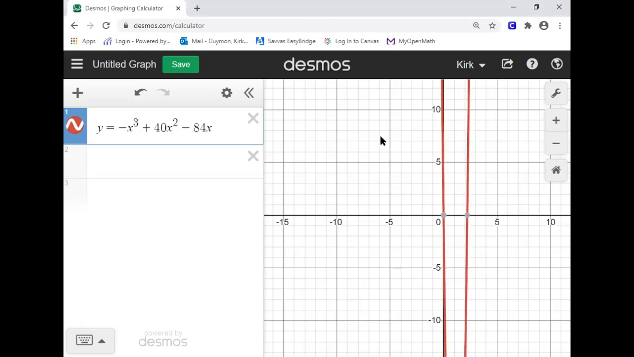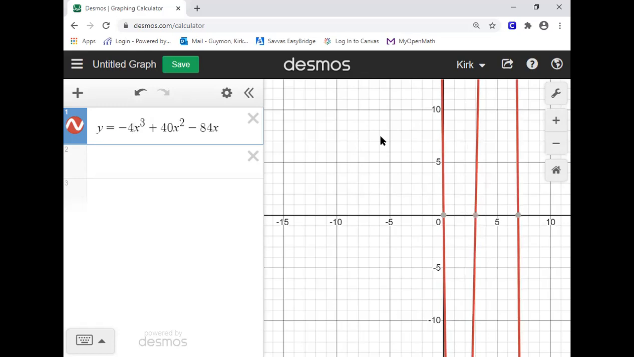We'll check your work: negative 4x cubed plus 40x squared minus 84x. And so you see your 0, your 3, and your 7, remembering those represent thousands. And so that would be the same solution that we got using the other method.